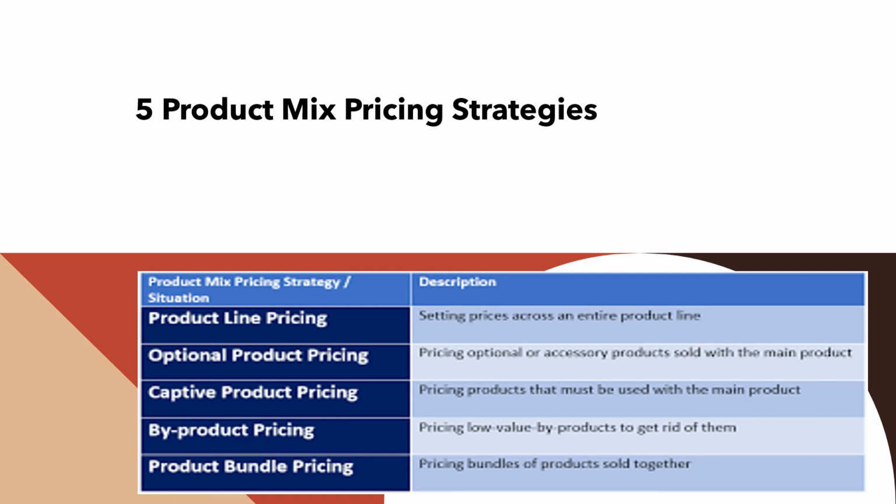This will then increase the price of the main product, but by using byproduct pricing, the company tries to find a market for this byproduct to help offset the cost of disposing of them and make the price of the main product more competitive. And lastly, product bundle pricing. The last one of the product mix strategies is product bundle pricing, where companies combine several products and offer the bundle at a reduced price.